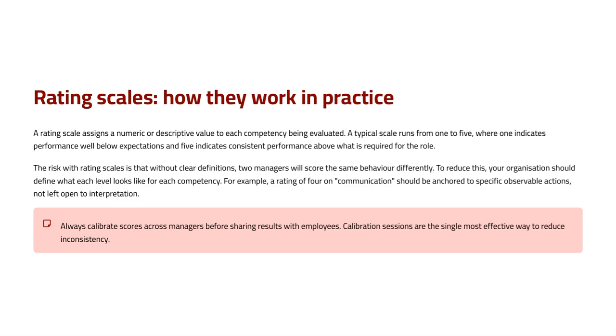To avoid this, your organization needs to define exactly what each level means for every competency. For example, a rating of 4 in communication should be tied to specific, observable actions rather than vague impressions. Another crucial step is to always calibrate scores across managers before sharing results with employees. These calibration sessions are the most effective way to minimize inconsistencies and ensure fair evaluations.